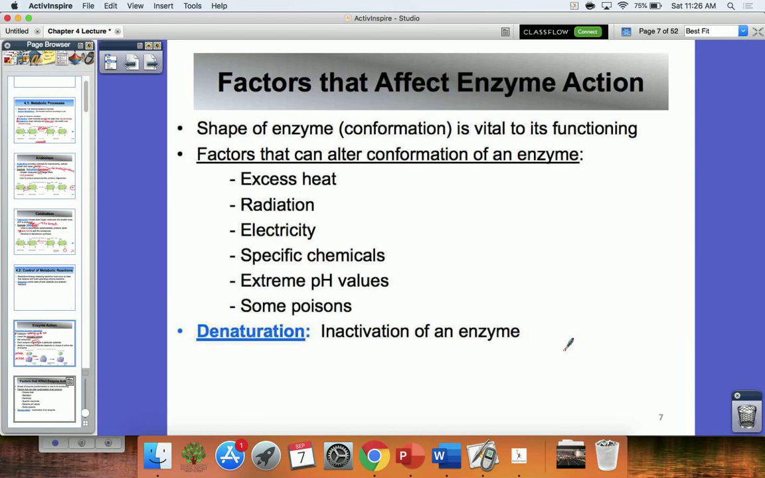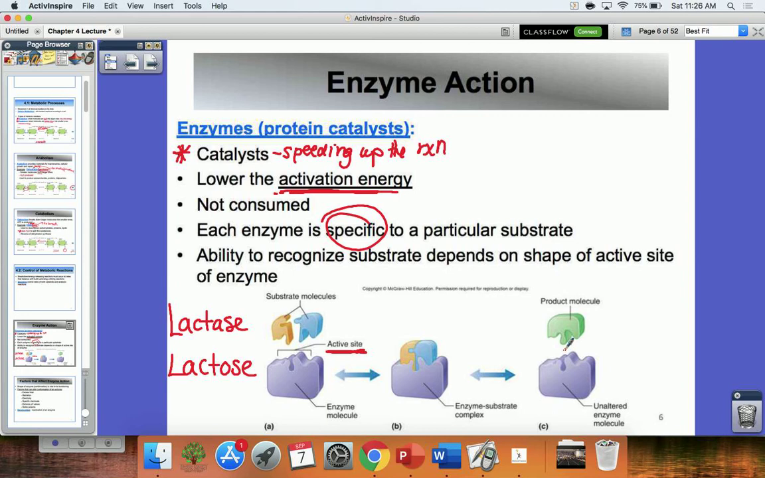Also, another thing that I did not mention on this slide, but you probably know this: anytime you see ASE, that's kind of a clue that we are talking about an enzyme. Like sucrase, protease, kinase, those are going to be enzymes. So ASE usually is at the end of enzymes.